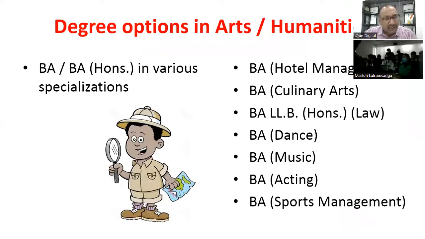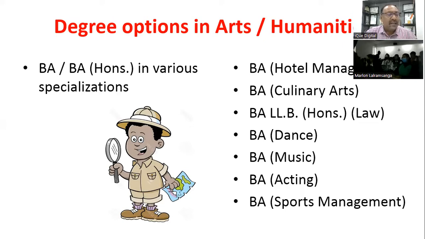Within arts, humanities, social sciences, what all can be done? One can go for a BA or a BA honors program in various specializations, which may include applied psychology, archaeology, economics, education, family and child welfare, geography, history, industrial relations, personal management, journalism, and mass media.